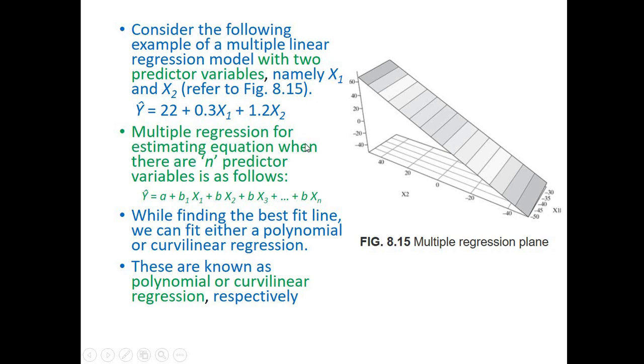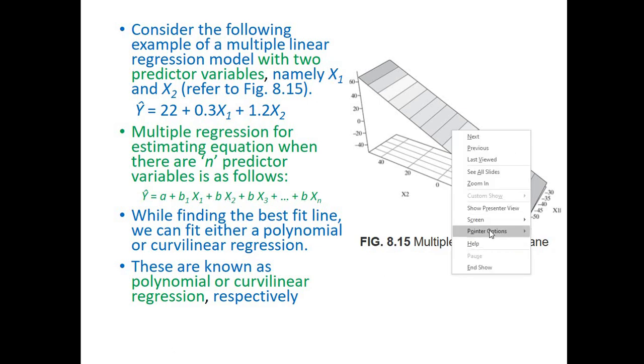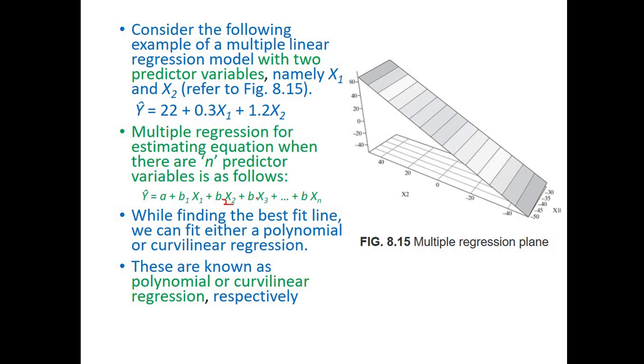For the multiple regression estimating equation, when there are n predictor variables, the expression can be written as y bar is equal to a plus b1 x1 plus b2 x2 plus b3 x3, and so on up to bn xn. Here this is b2, this is b3, this is bn. While finding the best fit line, we can fit either a polynomial or curvilinear regression.